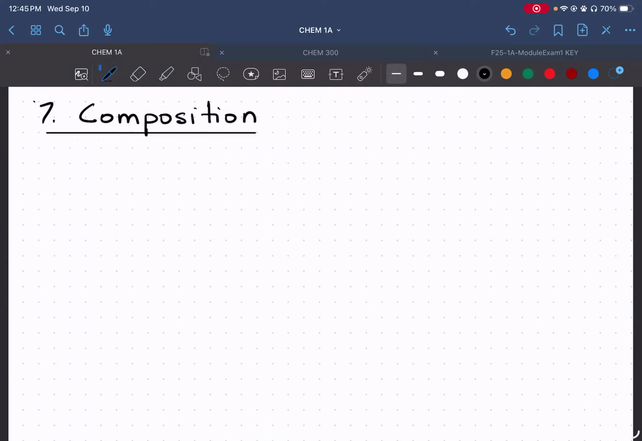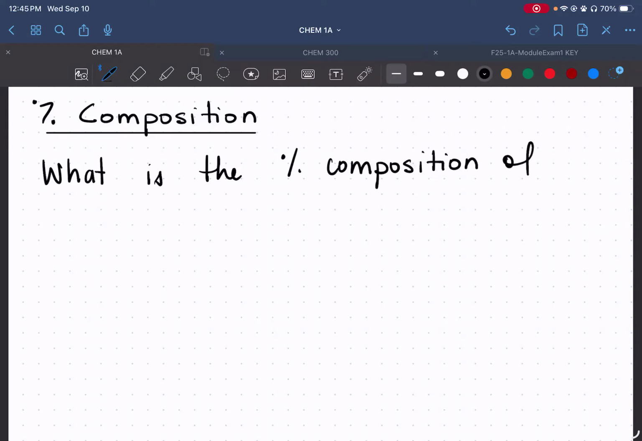It's easier to explain what percent composition is by use of a question. So I'll simply write, the question is, what is the percent composition of each element in the molecule C2H5OH?